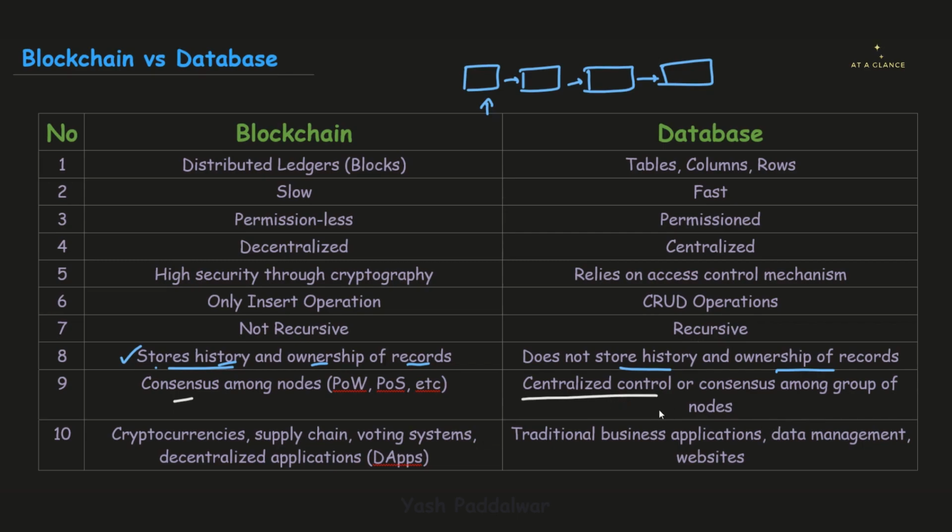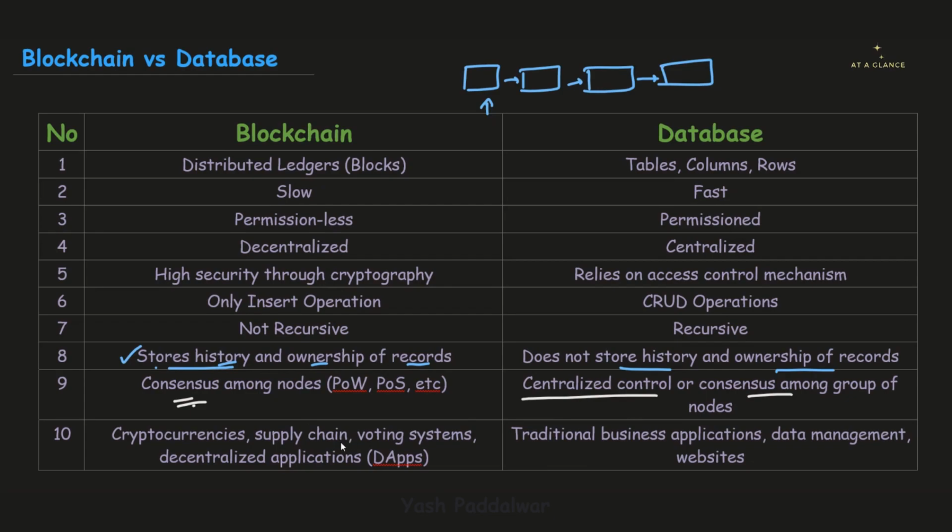Or if there is no central authority, then consensus among a group of nodes will be created. That means a certain group of nodes who have the ownership of that particular database will form a certain algorithm or consensus and that will be followed. So in summary, in blockchain, there is a strict consensus algorithm which will be followed by every single participant in that network. Whereas in a database, every single user won't be involved in the process of deciding the consensus.